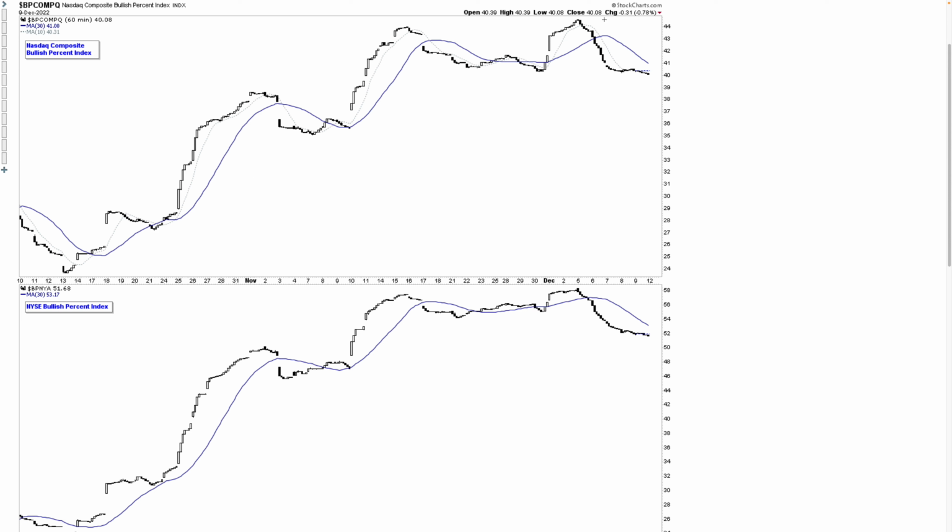So you can see at the moment we're at 40.08% in the NASDAQ there, and 53.17% in the NYSE. But what we have had here is a little bit of a double top in both of these, which we haven't seen for a while. So looking a little bit more negative in the short term for these.